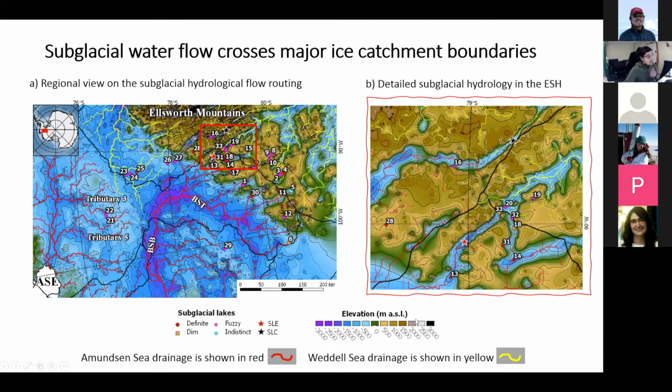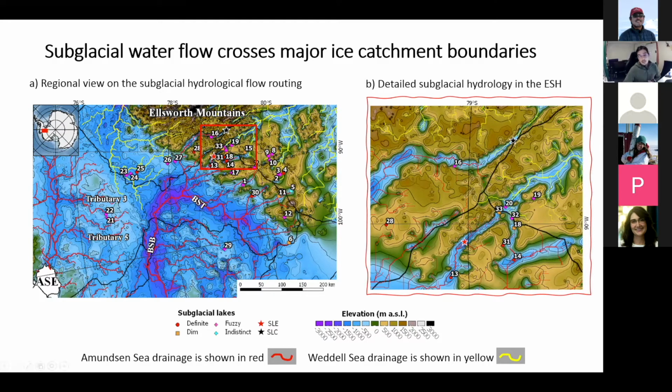And in the detail, we can also see that some of the lakes could be connected along a trunk stream that lies in the floor of the Ellsworth subglacial highlands. Also, we noticed that the ice divide is very close to many of these subglacial lakes, suggesting that the lake drainage could also switch toward the Institute-Moller system if the ice divide were to move in the past.